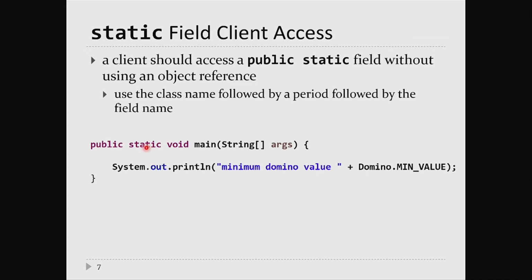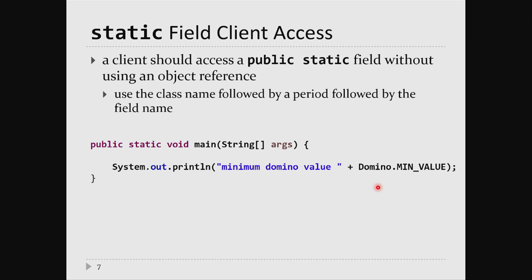Okay, to use a public static field, you should not use an object reference. You use a class name. Whenever you use anything that's static, you always use the class name in front of the thing that you're trying to use. So if you want to use MIN_VALUE, you write Domino.MIN_VALUE.